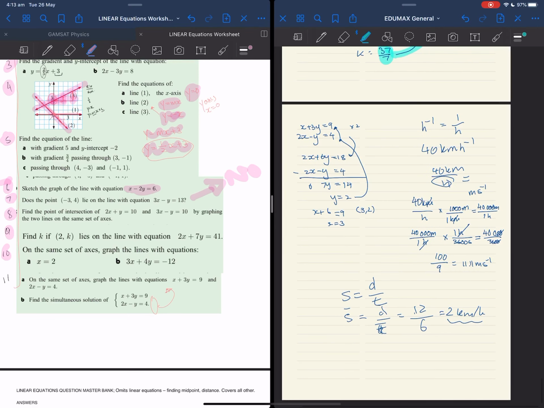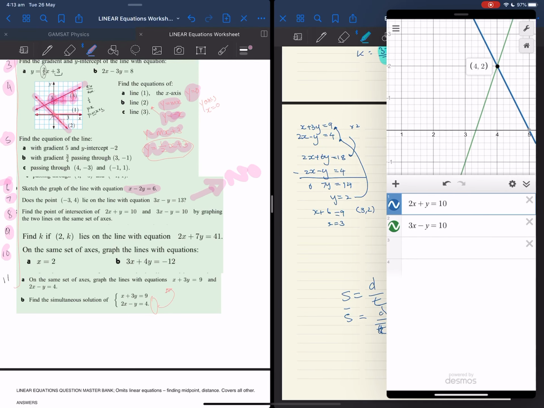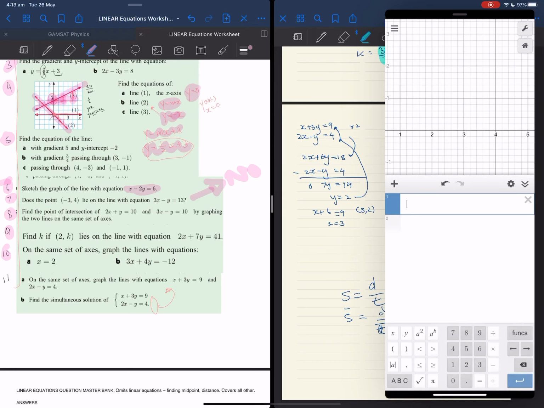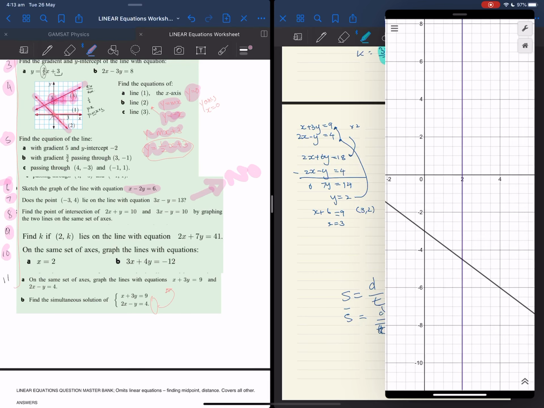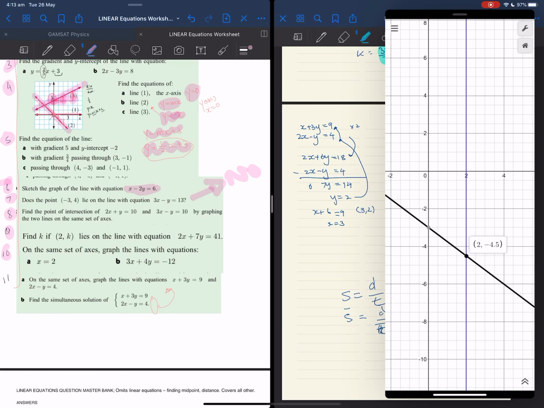I don't really want to do this one, but I will do it. Okay, x is equal to 2, and 3x plus 4y is equal to negative 12. So let me show you guys. Yep, and what do they intercept? 2, negative 4.5. Brilliant. So we've done that.